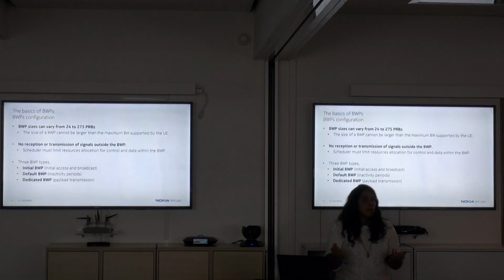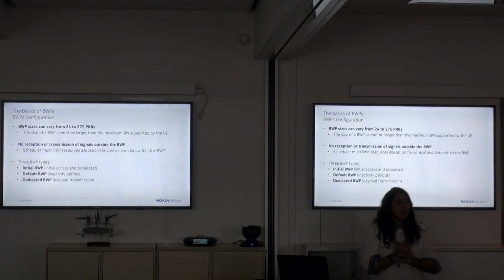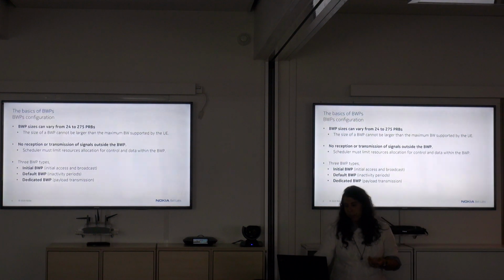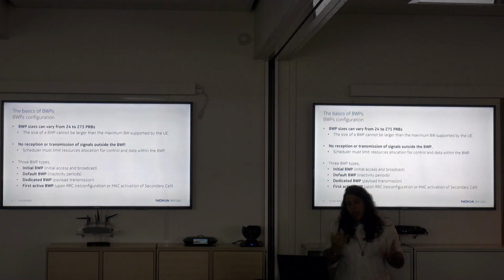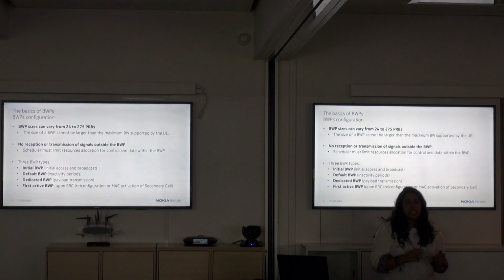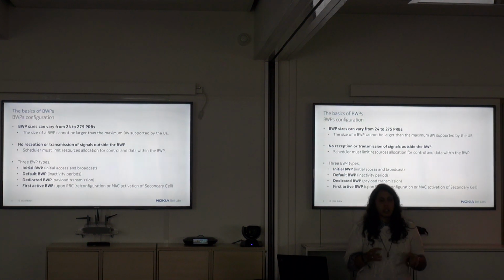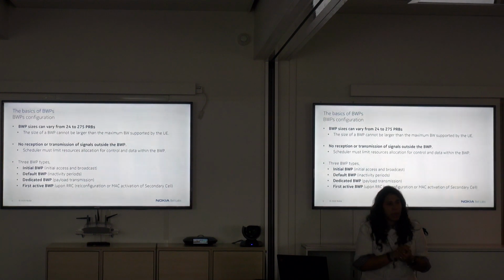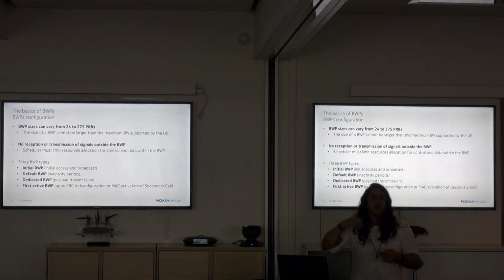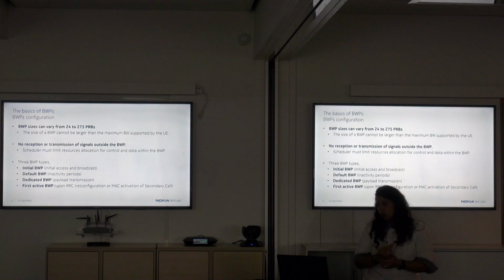And then there's a dedicated bandwidth pair. It's simply the kind of bandwidth pair that is assigned individually to each UE. And normally they are wider than the default bandwidth pair, and this is where data transmission should happen. And then we have another one that is called first active bandwidth pair, and this is only valid in the context of dual connectivity. It's the bandwidth pair where a user connects when it connects to a secondary cell in the context of dual connectivity.